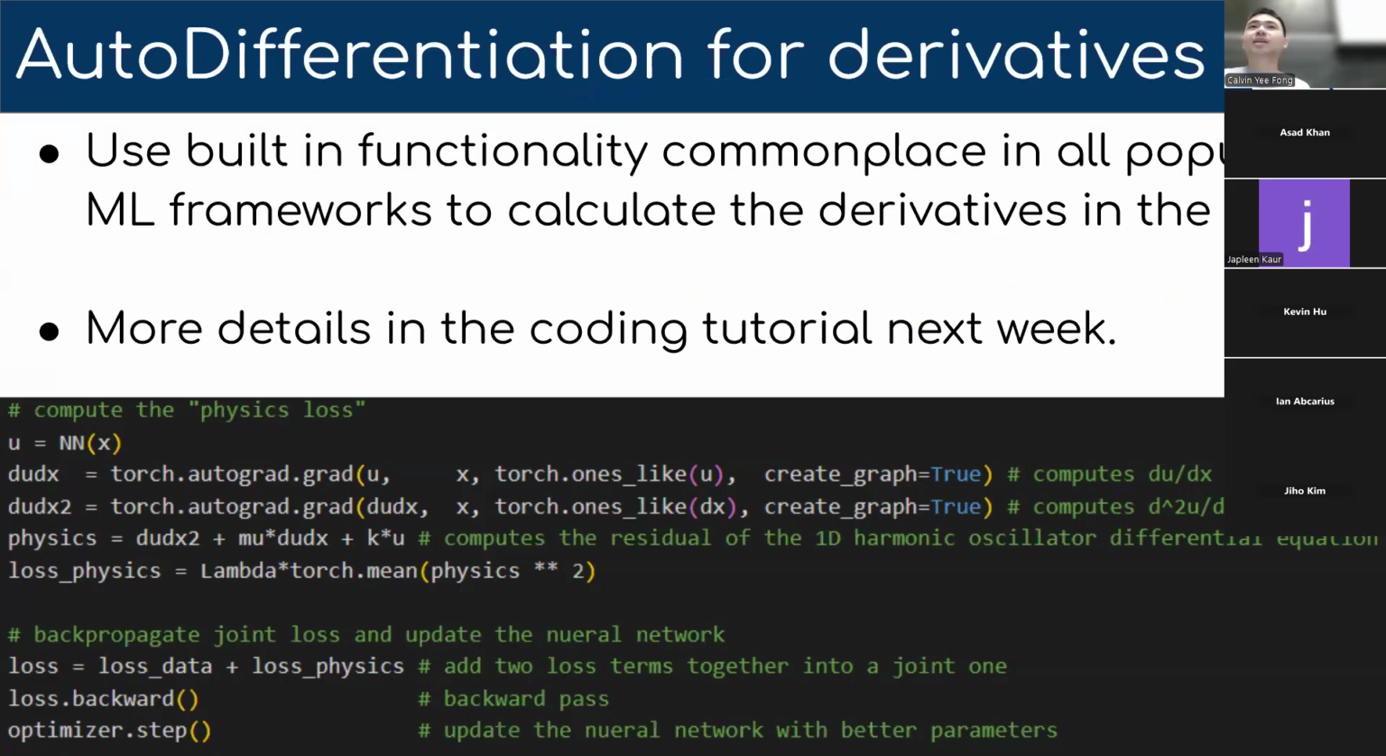Here's a more explicit example of how you'd code up the physics loss. I won't explain the whole code right now, because that's the topic of the coding tutorial next week. But basically, you add these two options, and then you tell your machine learning framework to take the derivative, and it just works. Then you add your loss functions together, your data loss and your physics loss, backpropagate, and update the model, and keep repeating this over and over again. Make sense?